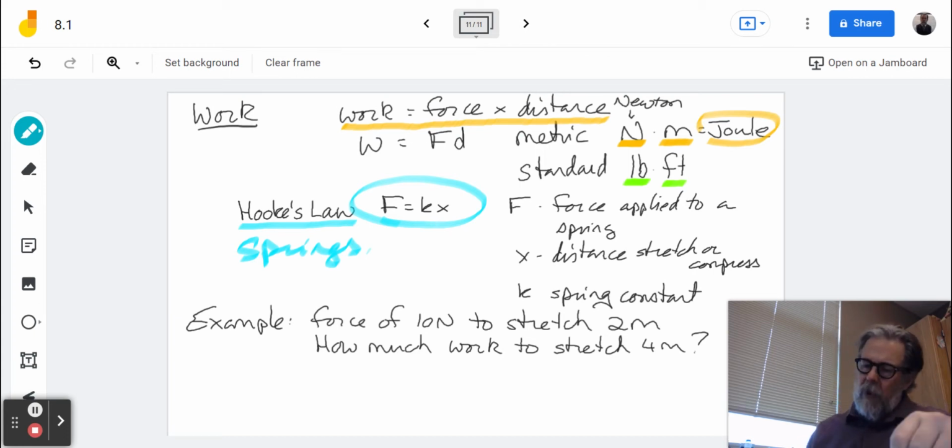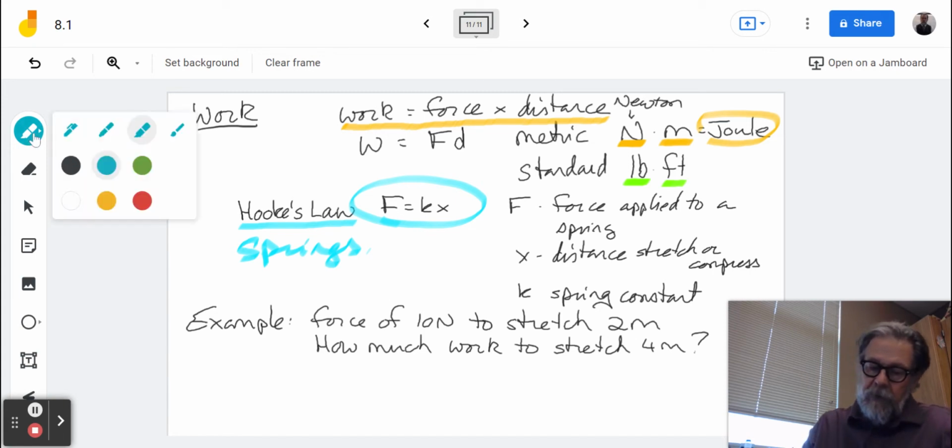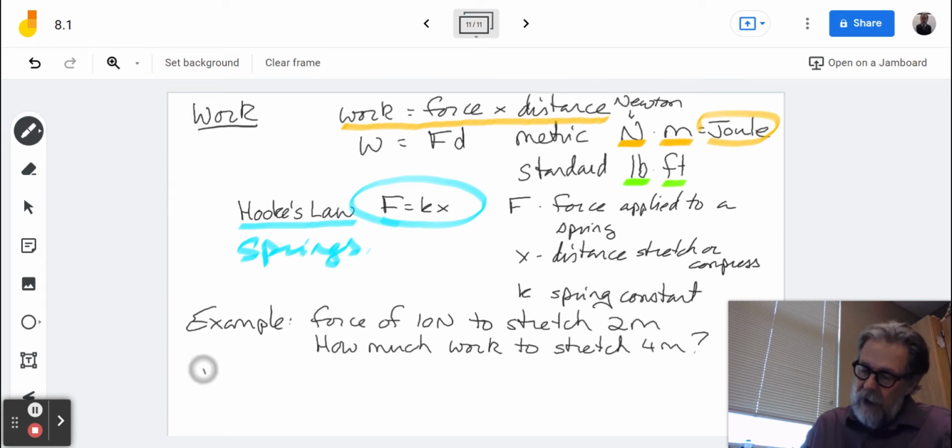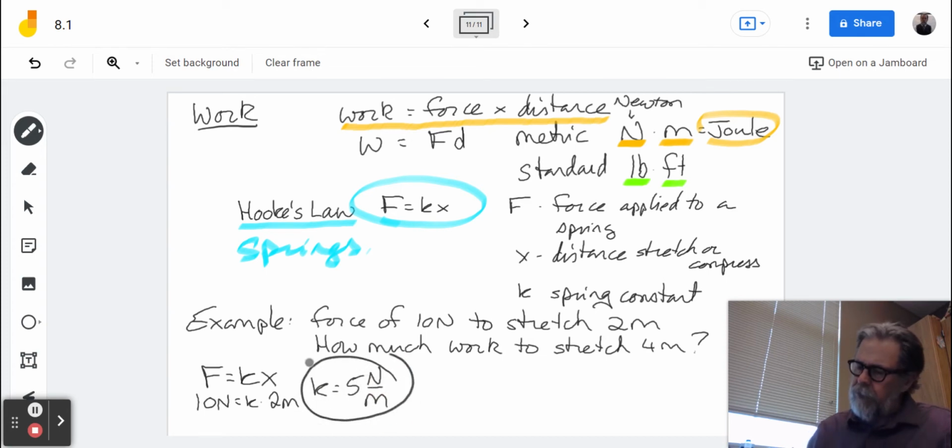So for our example, we're given that a force of 10 newtons is required to stretch a spring 2 meters. So let's start with that, because that allows us to calculate, given force is equal to a spring constant times distance compressed. This tells us that for this particular spring, 10 newtons is equal to k times 2 meters, which means that the spring constant of this spring is 5 newtons per meter. So we now know the value of the spring constant.